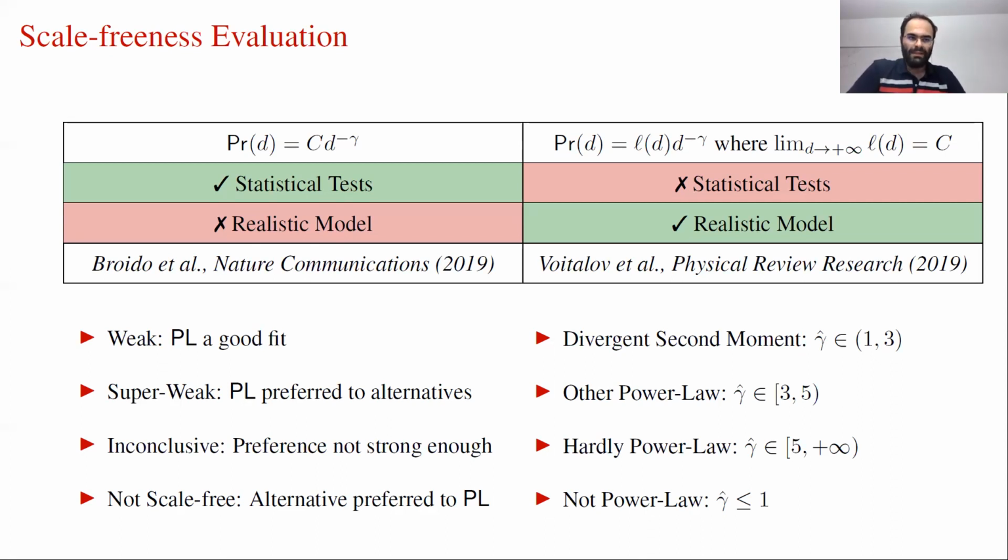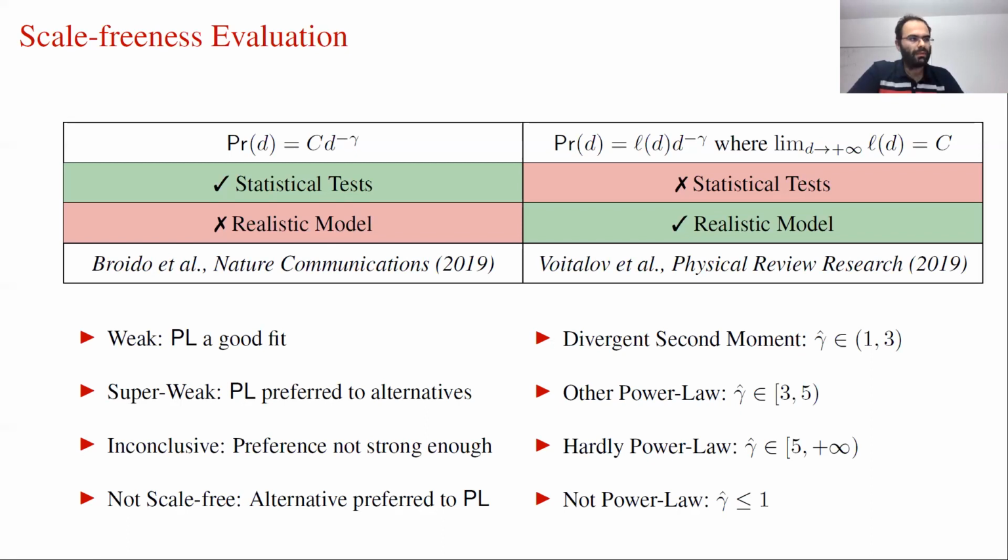And if gamma hat is 5 or larger, then we say that the network is hardly power law, because in this case, the degree heterogeneity in the degree distribution is hardly differentiable from a network that has the same size.